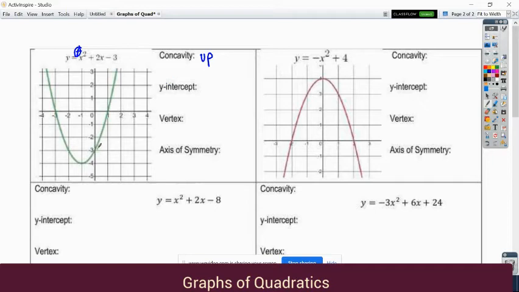Looking for the y-intercept. Where does it cross that y-axis? This is happening at -3. We're looking for the vertex.